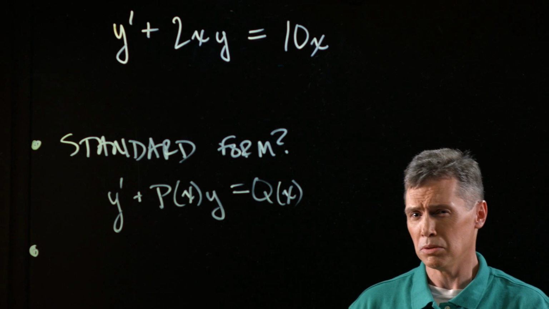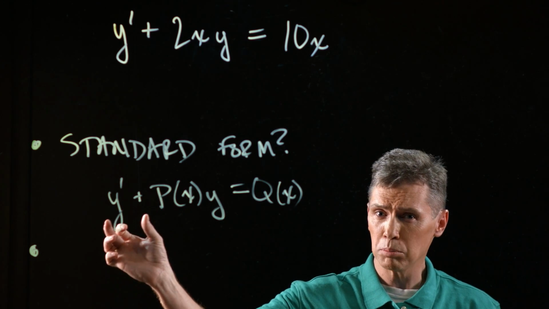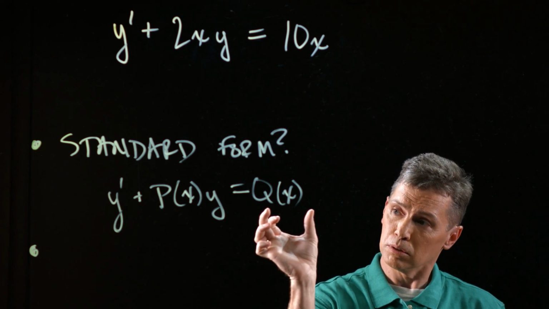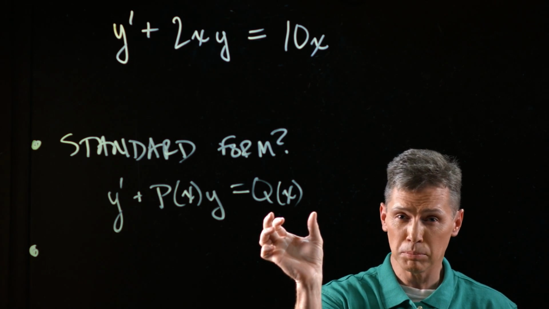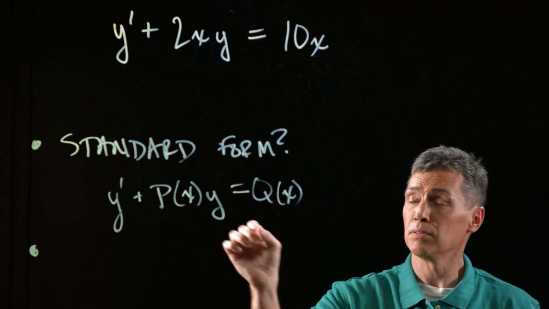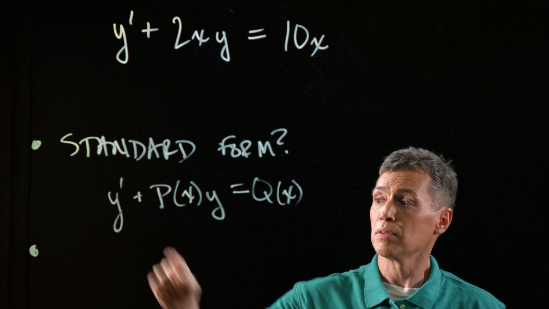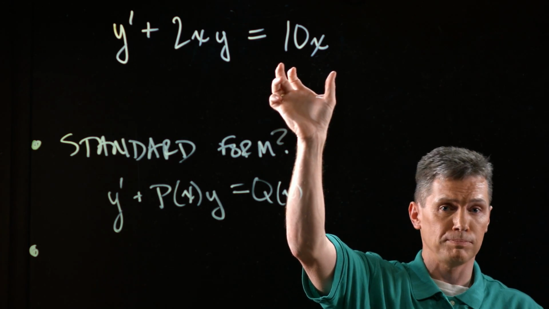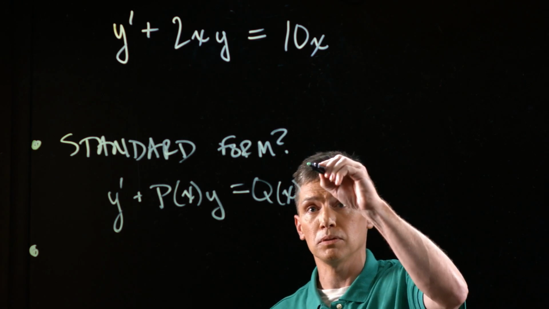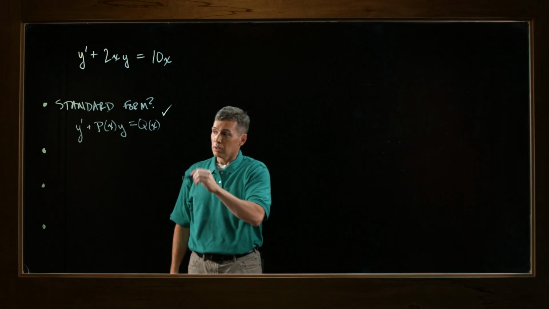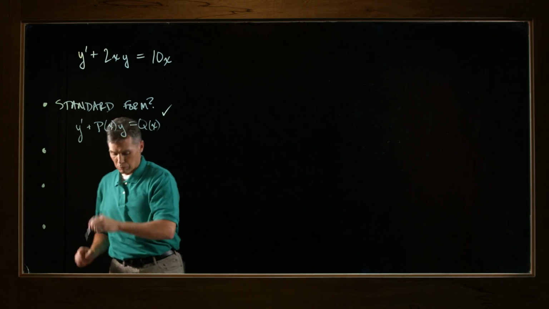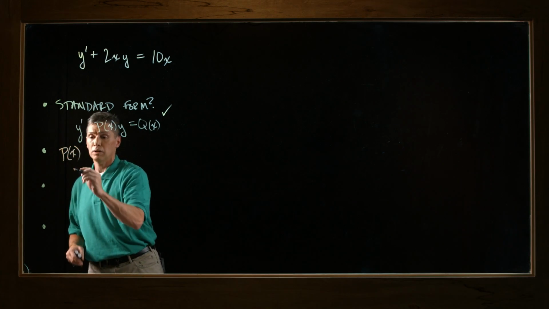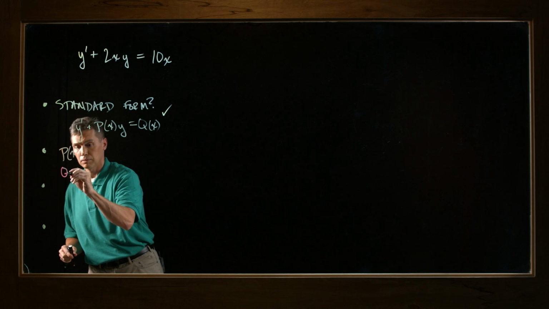Really, it just comes down to two things. One is that y prime is all alone, with nothing being multiplied by it. And two, the right-hand side can be something, but it can't have any y's in it. If I look at my equation, I do have y prime all alone, and on the right-hand side I have 10x. There are no y's, so this is actually done. That leads me to my second step, where I want to find p of x and q of x.